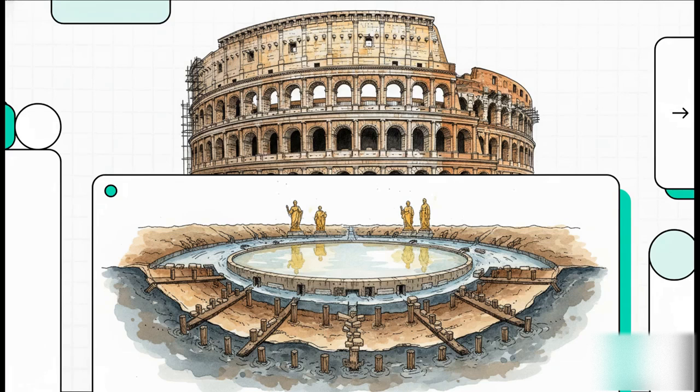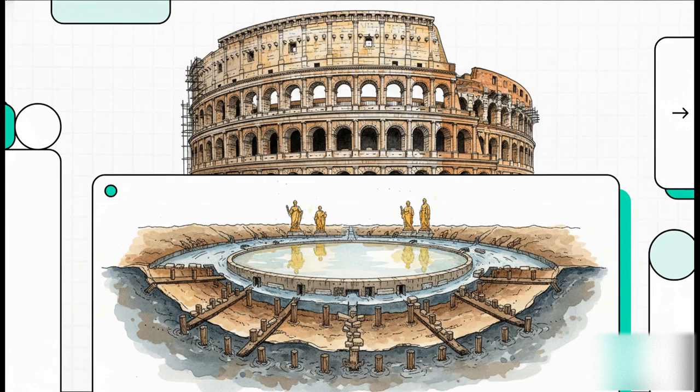Before the Colosseum stood in the heart of Rome, a private artificial lake reflected the golden statues of a tyrant. I mean, how exactly did Roman engineers drain a massive basin and then stabilize all that soft waterlogged sediment to support 50,000 tons of solid stone?